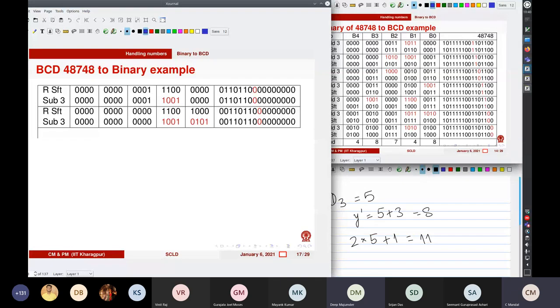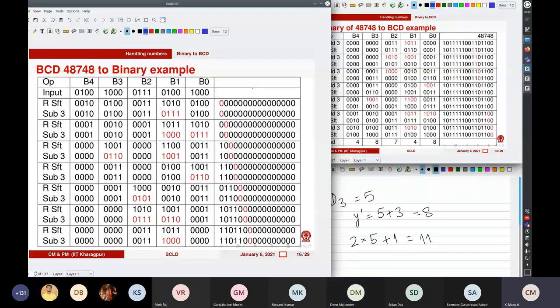Sir, when we are doing decimal to BCD conversion, we first do the addition, then do the shift. So when we are doing BCD to binary, we first do the shift and then the subtraction, right? Yeah, that is what I did. If you remember, as you can see over here, the first step is the right shift.